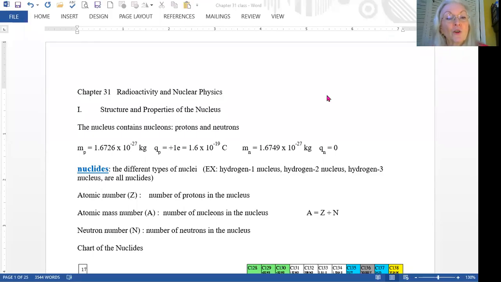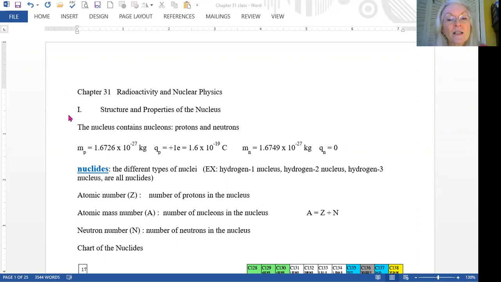Welcome to chapter 31, where we look at some of the properties of radioactivity and nuclear physics. We'll be dividing this chapter up into several videos due to its length. So let's start out talking about the nucleus.